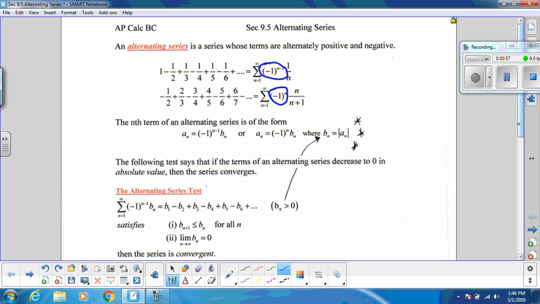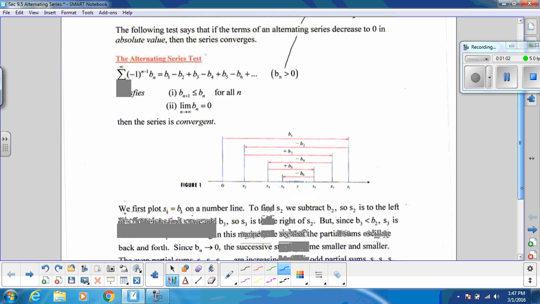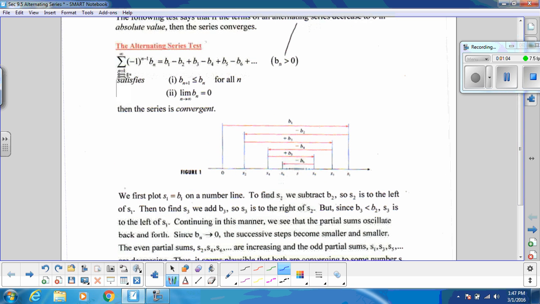Okay, so our alternating series test says that if we recognize we have an alternating series, then we need to check for two things. The first condition is that b sub n plus 1 has to be less than b sub n. So basically, we want the next term to be smaller than the previous term. We want the terms to be generally decreasing. Remember, we're talking about the absolute value of that. The second condition is that if we take the limit of the b sub n term, then we will get that it's equal to 0.